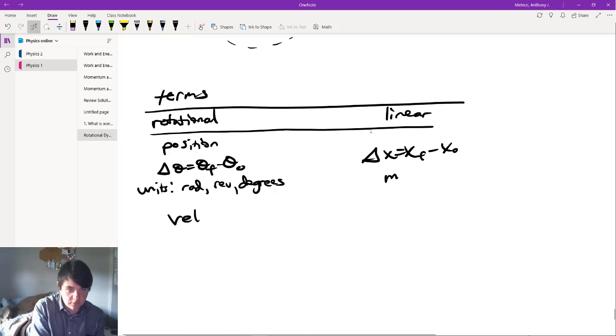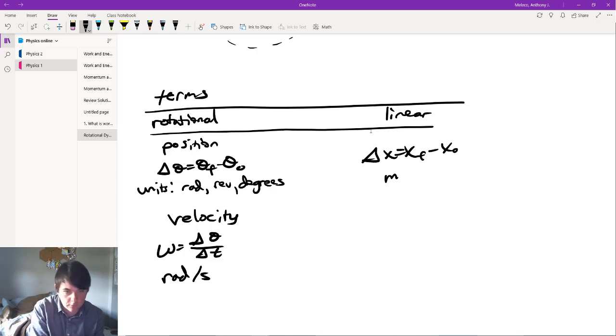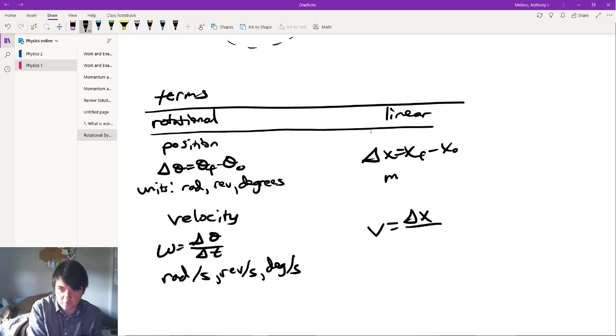We have velocity, delta v. This is, sorry, rad per second, revolution per second, degrees per second. Over here, in the linear case, we had v equals delta x over delta t. This is in meters per second.